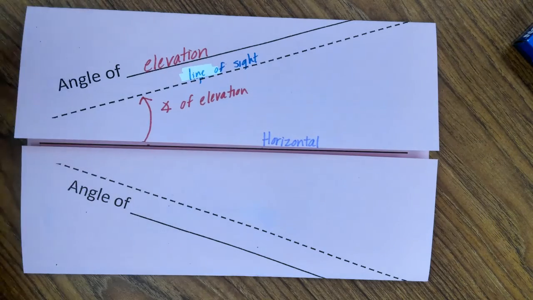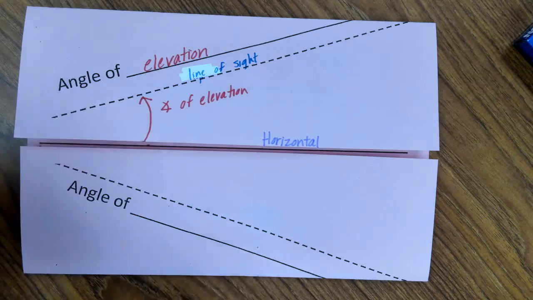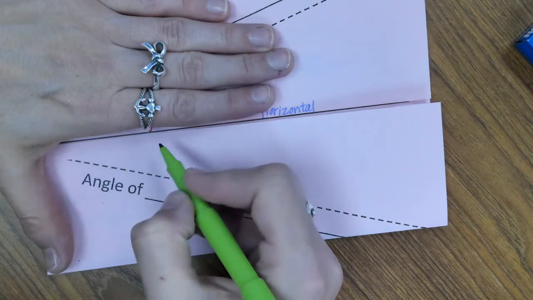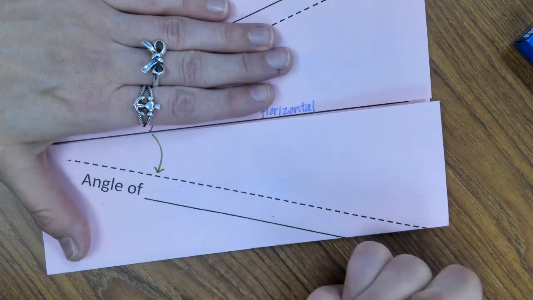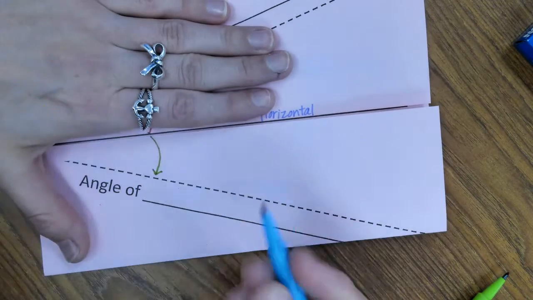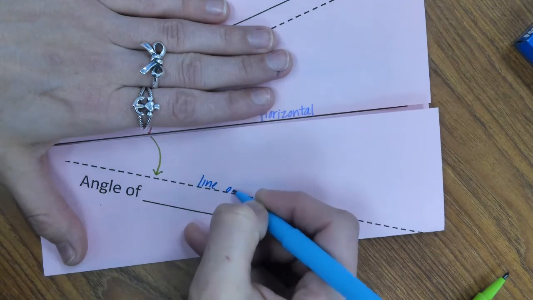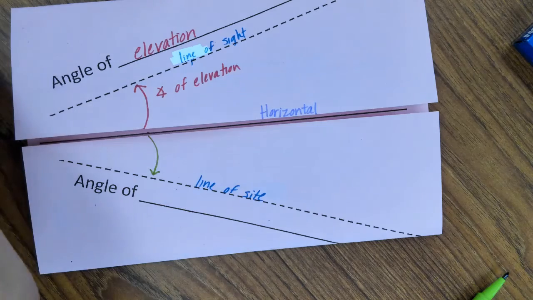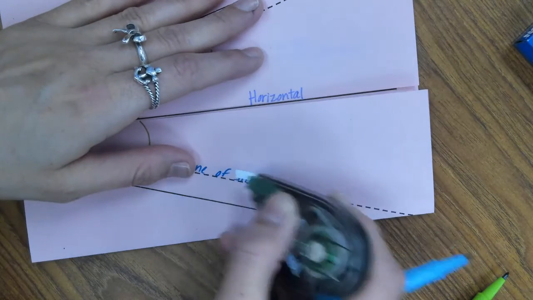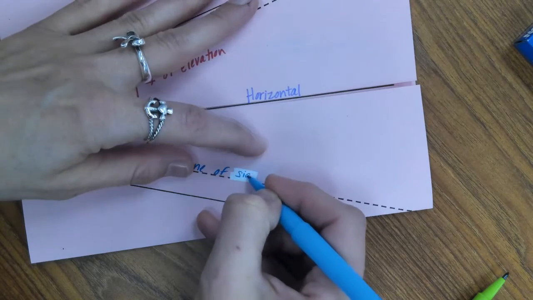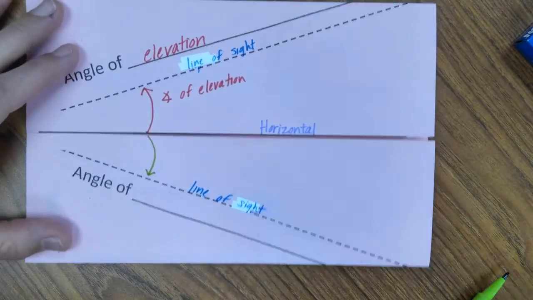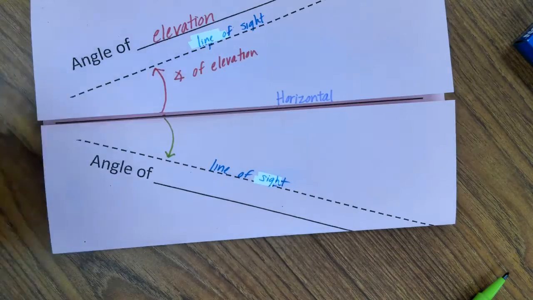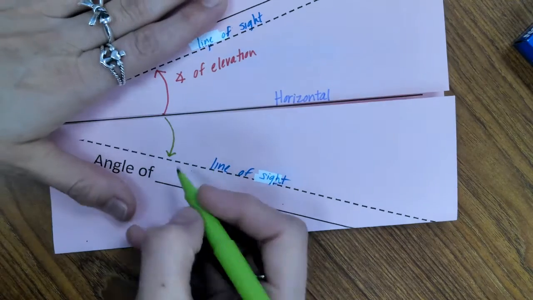The other side is going to be looking downward. If we ignore this part, now we're looking at the horizontal, and let's say we're up in the air and we look downward. This is going to be our line of sight again. All right, line of sight, the kind of sight where you're seeing. So you're looking downward, and this is the direction you're looking. We're looking down, and this is called your angle of depression.